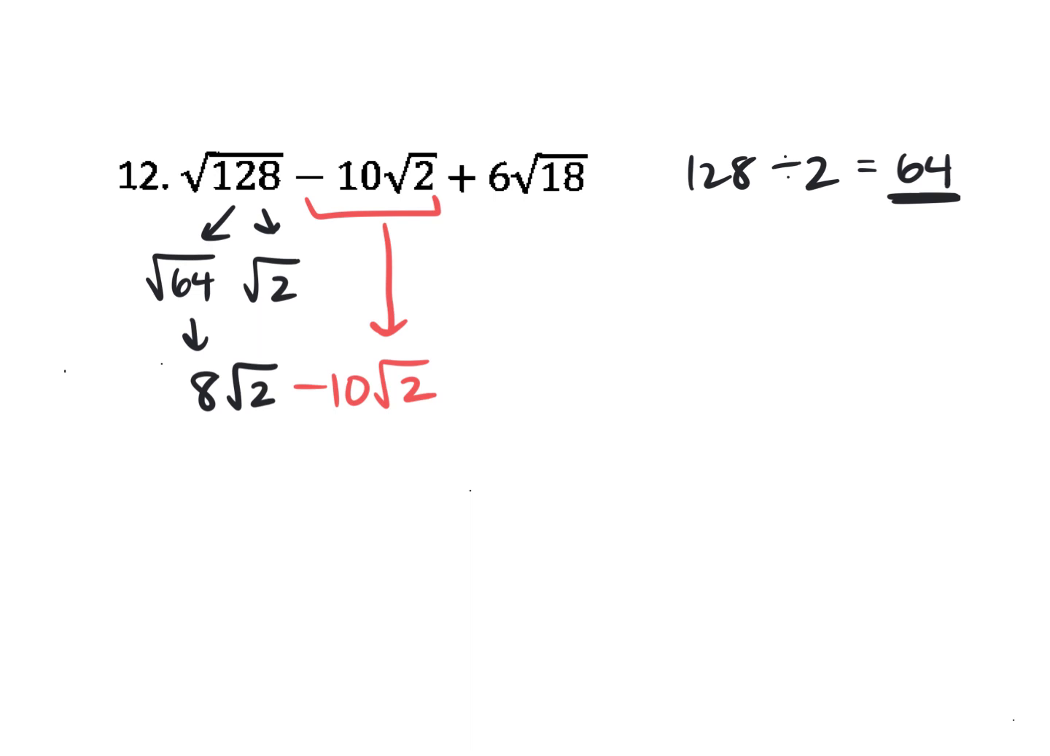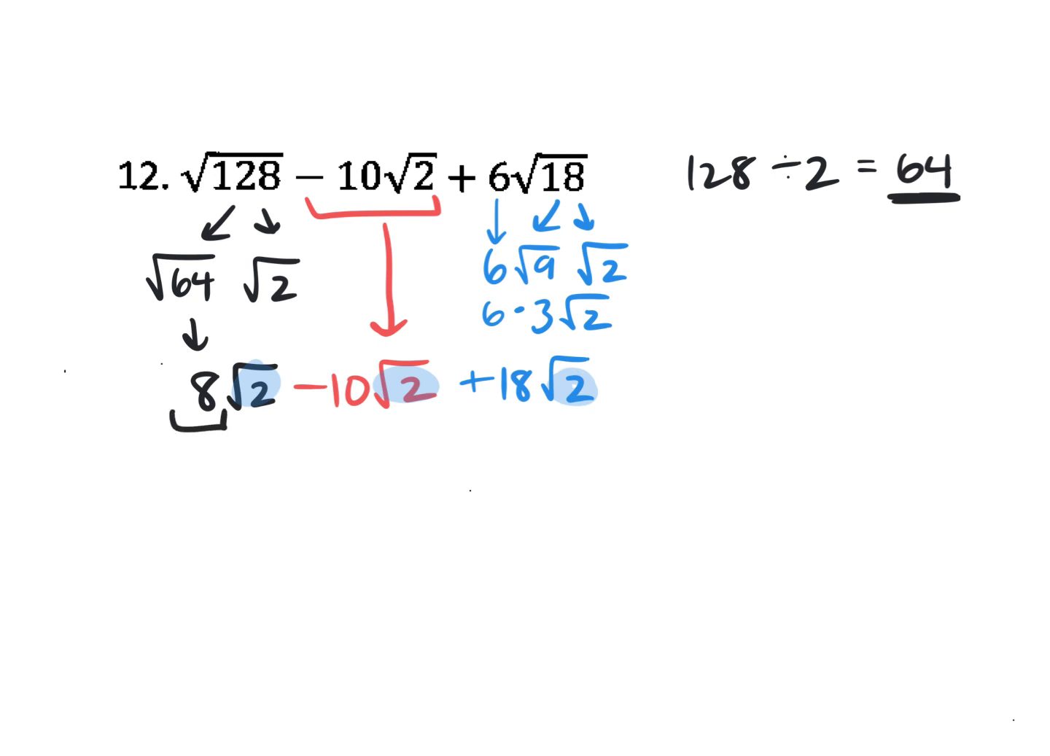And lastly, we've got the square root of 18 times 6. So I need to simplify the square root of 18 into the square root of 9 times the square root of 2 with that 6 in front. And if I simplify the square root of 9, I get 3. And when I multiply 6 times 3 together, I get 18 square root of 2. Now, all of these are going to be the same square root now. Square root of 2, square root of 2, square root of 2. So I can just add and subtract whatever the coefficients are asking me. So 8 minus 10 gives me negative 2 square root of 2, plus 18 square root of 2 would give me 16 square root of 2.